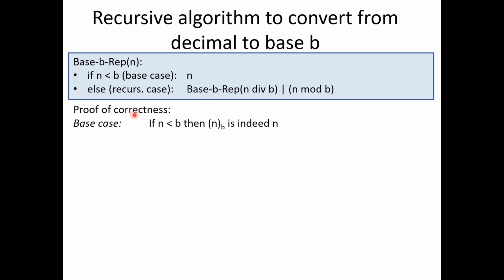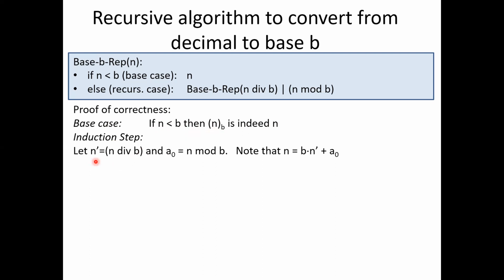Okay, so why is this correct? By induction. If n is smaller than b, then it is correct, right? The n base b is indeed n under this assumption, because n is already in Z_b, so it's a base b digit already. In induction, pick n prime to be n div b, the quotient, and let a0 be n mod b. I call it a0 because this is the last digit that the algorithm will spit out.